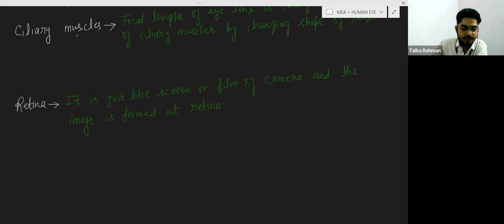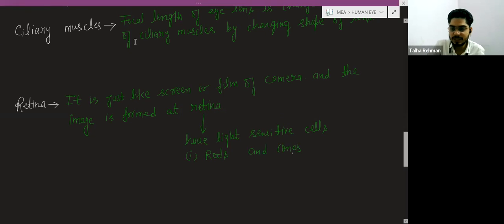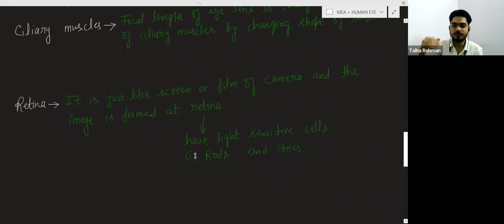One thing more I want to write here. This retina has light sensitive cells, number one, rods and cones. Rods and cones means these cells are in the shape of rod and cone. We will discuss this.